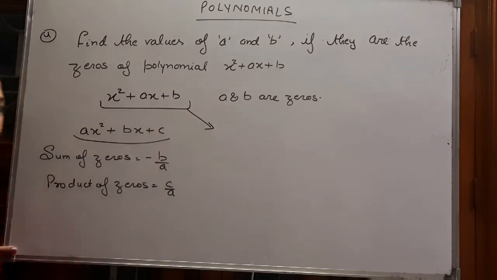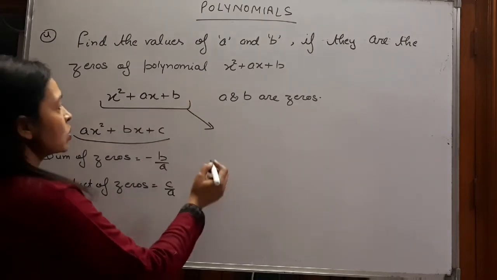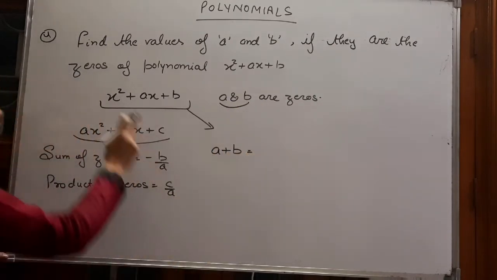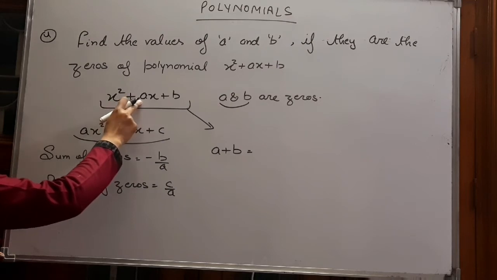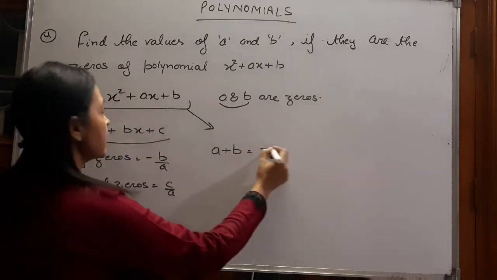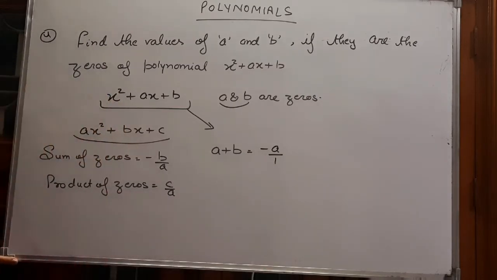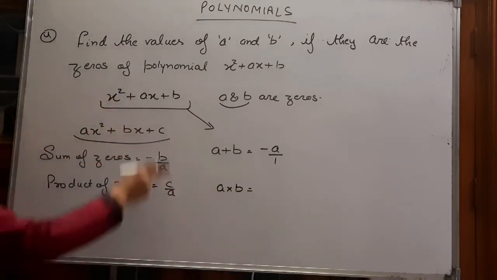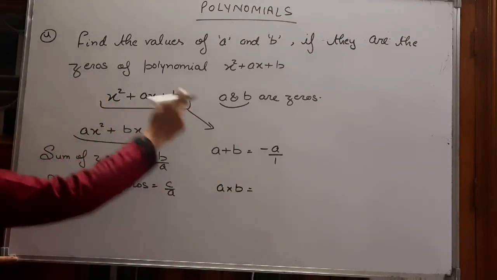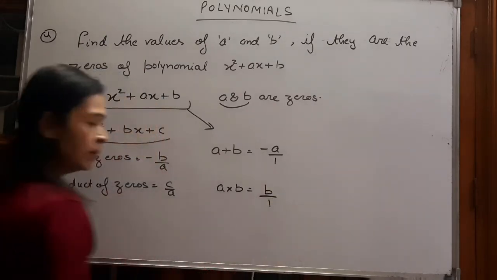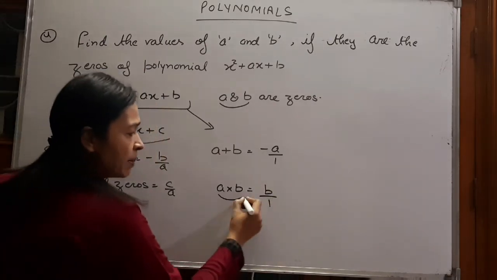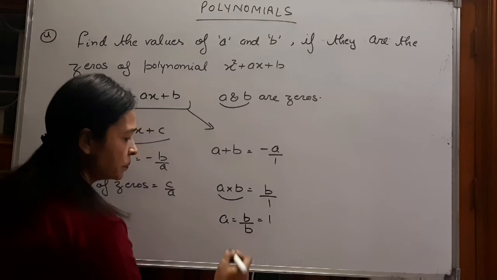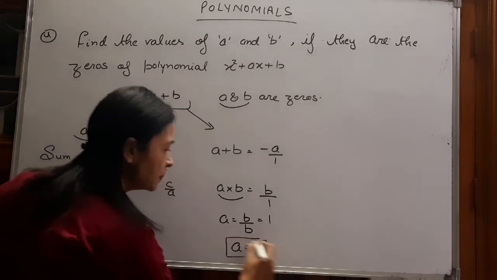Now this is our given polynomial. The sum of zeros in this case, these are the zeros, that is a plus b, is equal to minus b upon a. b is coefficient of x, minus of a upon 1, and product of zeros, that is A multiplied by B equals to C upon A. C is constant and constant in this case is B upon 1. A multiplied by B equals to B. What will be the value of A? B upon B, that is 1. We have A as 1.